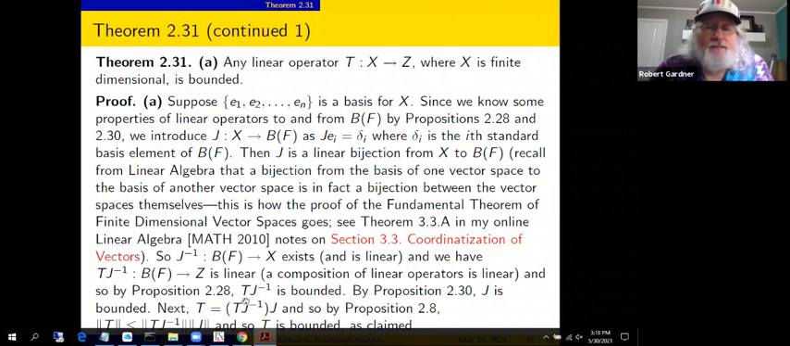So we've got T J inverse bounded, we've got J bounded. Of course, we can write T as T J inverse composed with J, all these compositions here. Proposition 2.8 would tell us that the norm of T is less than or equal to the product of the norm of this times the norm of that. This is bounded, that's bounded, so the norm of T is bounded. And there's the boundedness of T, and that was the claim. So the claim was operator T is bounded in this setting of finite dimensional domains, and there's the proof.